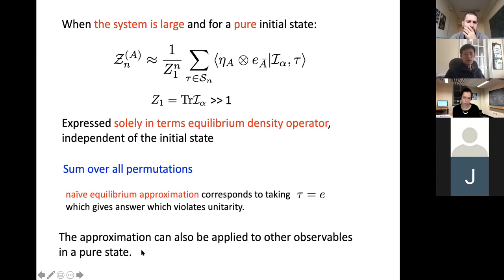You can also apply a similar kind of approximation to other observables in the pure state, say correlation functions, not just the Rayleigh entropies. So anything involving an equilibrated pure state that requires some kind of replica, you can apply this kind of approximation.